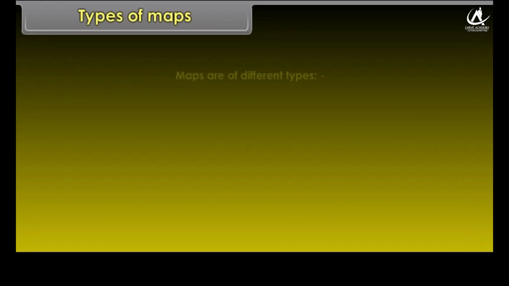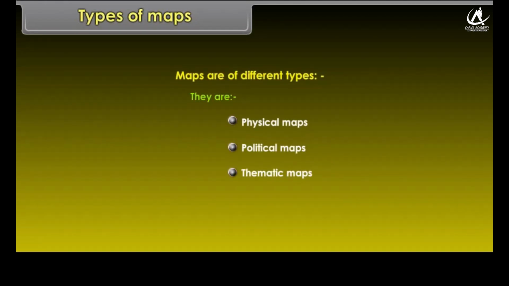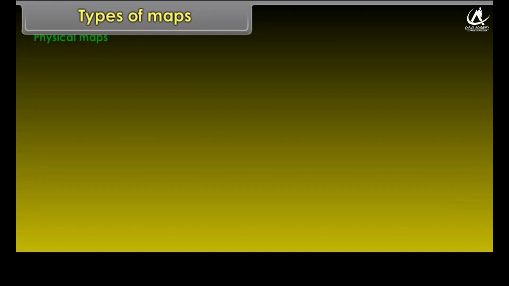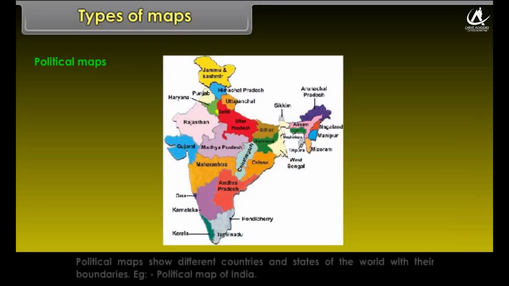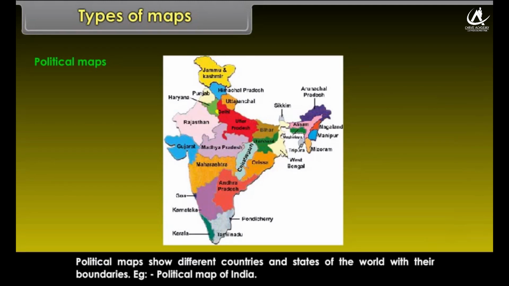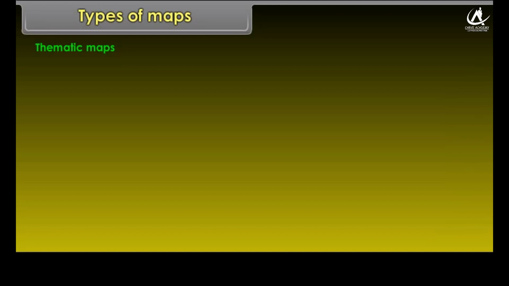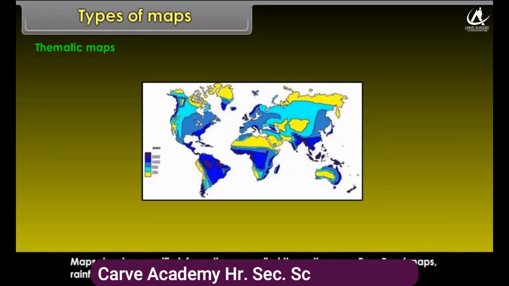Types of maps. Maps are of different types. They are physical maps, political maps, thematic maps. Physical maps. Physical maps show natural features of the earth like mountains, plateaux, plains, rivers, oceans, etc. Political maps. Political maps show different countries and states of the world with their boundaries. Example, Political map of India. Thematic maps. Maps showing specific information are called thematic maps.